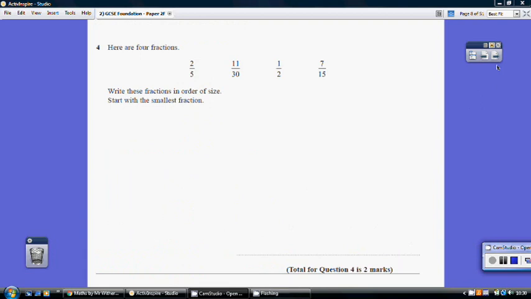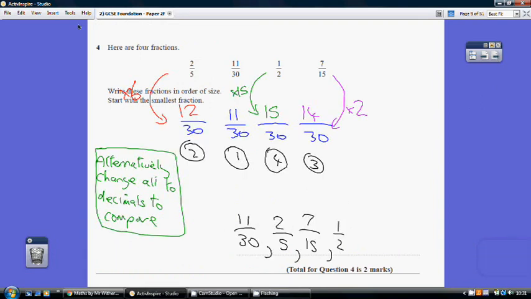Question 4. Write these fractions in order of size. So it is a calculator paper, so of course you could just choose to change them all to decimals and compare these. That's absolutely fine. Or alternatively, you can just look to have them all with a common denominator. Now all of these numbers are factors of 30, so 30 can be a common denominator.